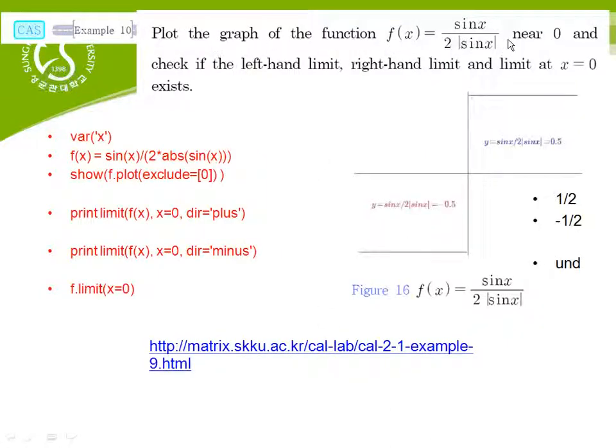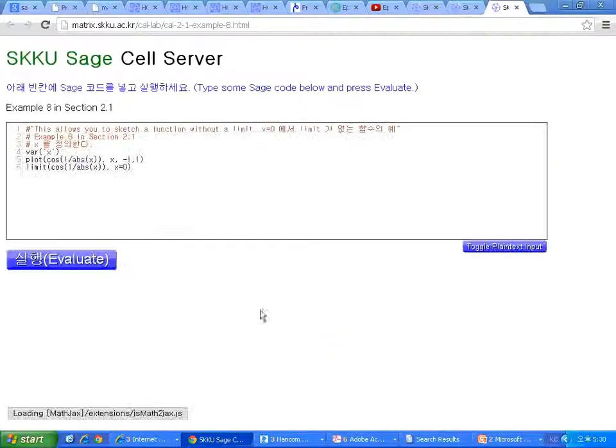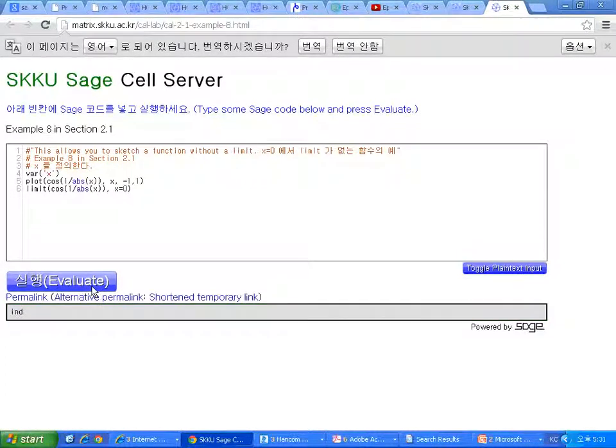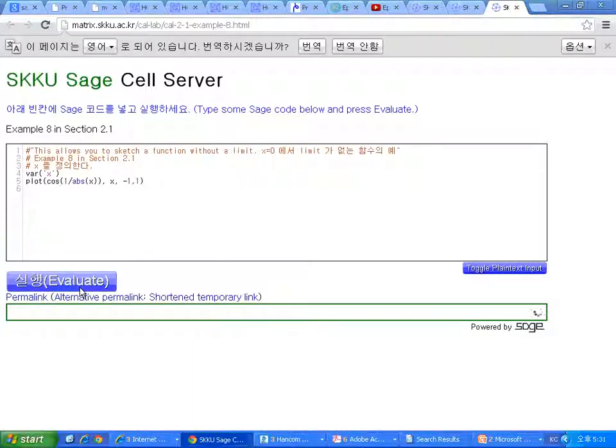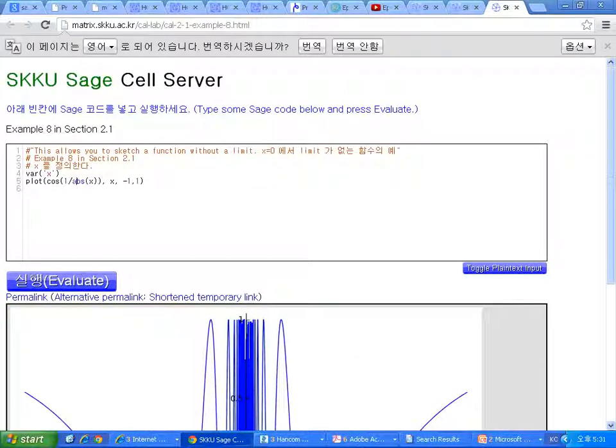Plot the graph of the function near 0 and check if the left-hand limit, right-hand limit, and limit at x equals 0 exist. Let's see. This is a graph of the function, and let's see how it works. Okay, this is indefinite, and you can see the graph. Is this the same thing? Absolute value of x? Is it? No. A cosine? Is it?